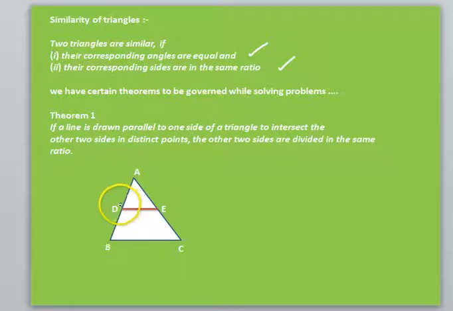What it says is, if I'm passing a line DE which is parallel to BC, then AD by AE will be in the same ratio with AB and AC. That is what is meant by that theorem.